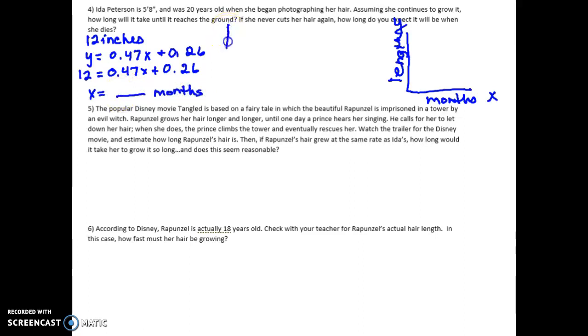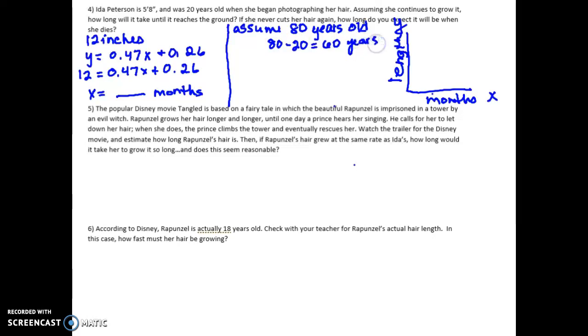The other part of this question says, if she never cuts her hair again, how long do you expect it to be when she dies? We're going to assume that she lives to be 80 years old. Well, since she's already 20, we take 80 minus 20, and we get 60 years.